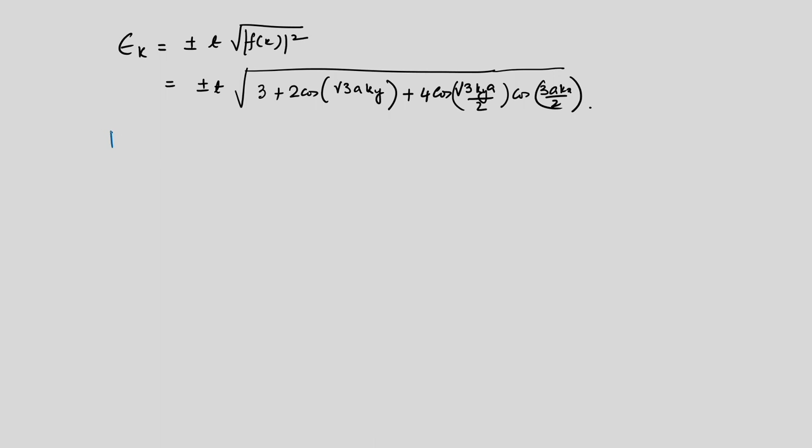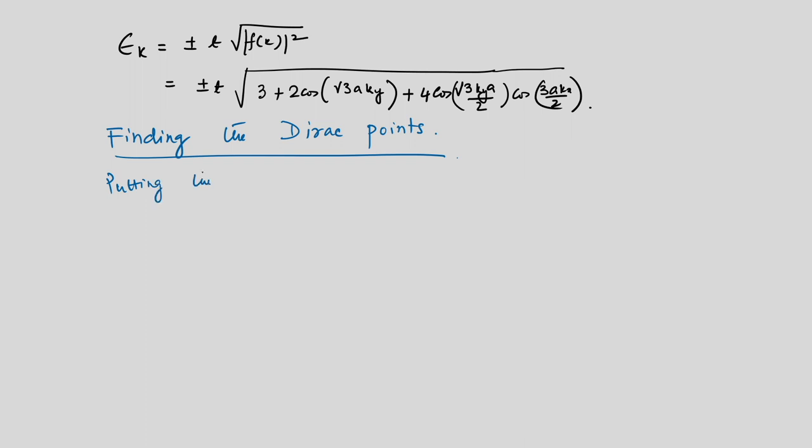So let me write down this as finding the Dirac points. That's the exercise. So putting the real and imaginary parts equal to 0, we get two equations, one from the real part, one from the imaginary part, and let's write down these equations as you can check them.